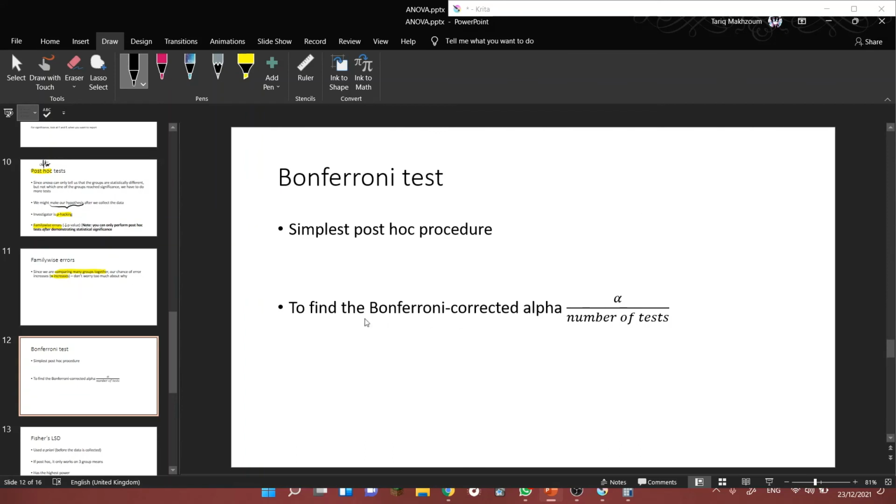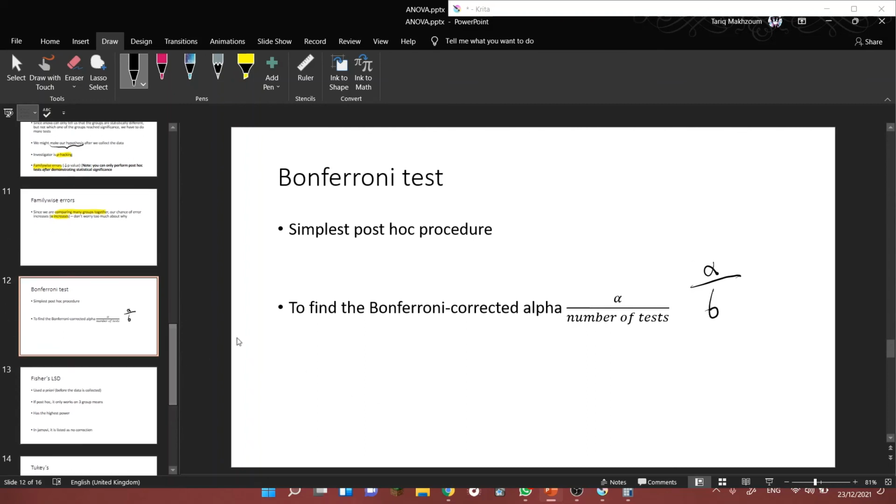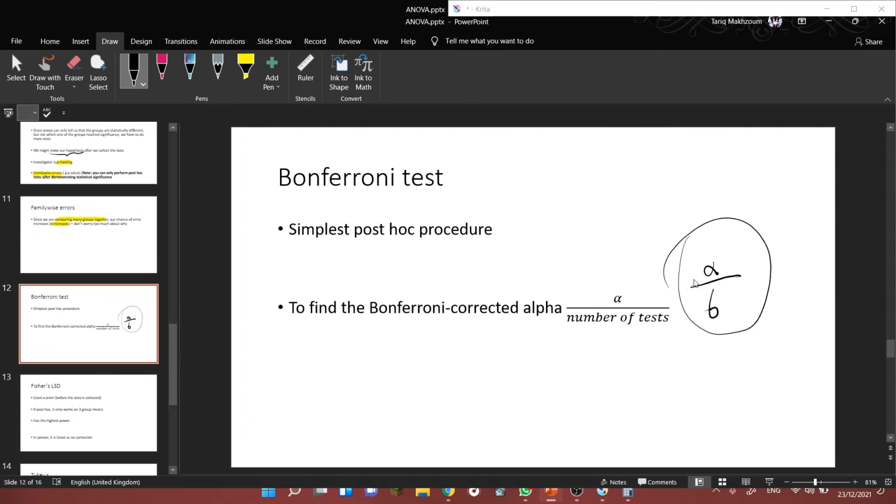Alright, so our Bonferroni corrected alpha is going to be our old alpha divided by the number of tests, which in this case is 6. And we'll look at this later in a data set or in a table to help demonstrate that.